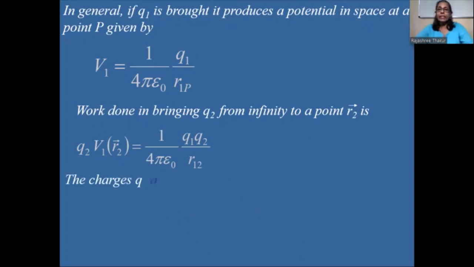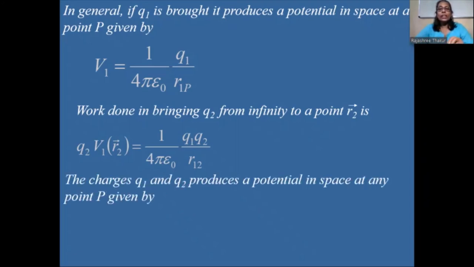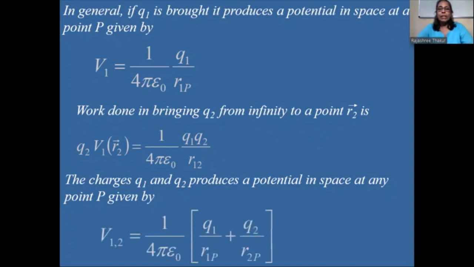All right? The charges Q1 and Q2 produce a potential in space at any point P, which is given by 1 upon 4 pi epsilon 0 into Q1 upon R1P plus Q2 upon R2P. Right? And we denote it by V12, the potential at point P due to charges Q1 and Q2. Okay?